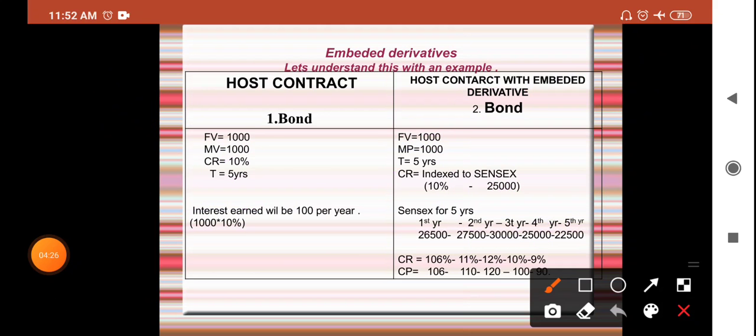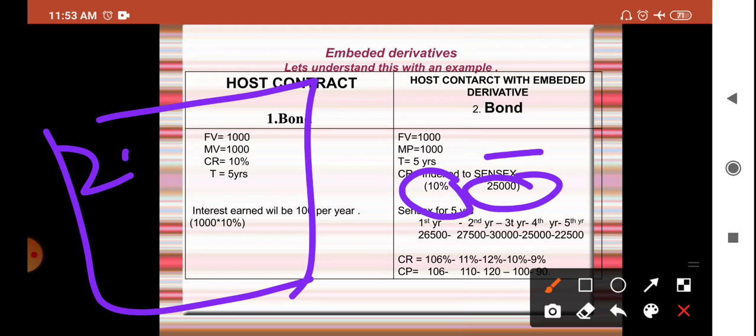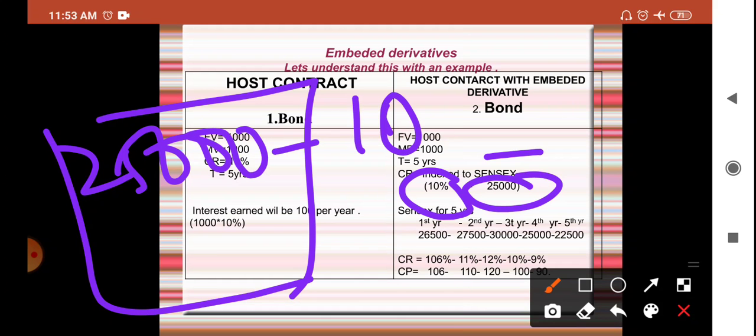Now the bond my friend has purchased is based upon the changes in the Sensex. The Sensex shows changes, so it depends upon that. The interest rate is not fixed like 10%, but they have given one target in the bond: if the Sensex is 25,000, the interest will be 10%. So this is one point mentioned in the bond: if the Sensex is at 25,000 on the date of maturity in the 5th year, you will get 10% interest. So this depends upon the Sensex.